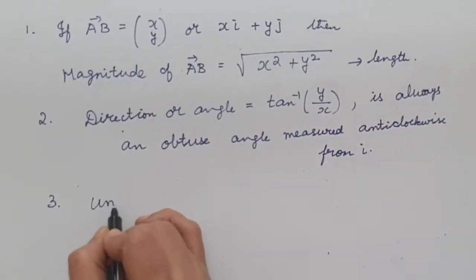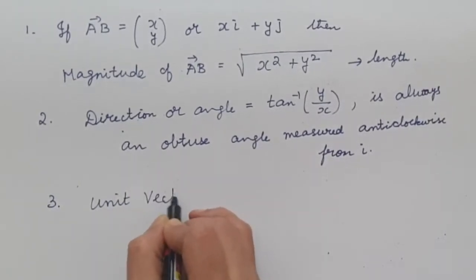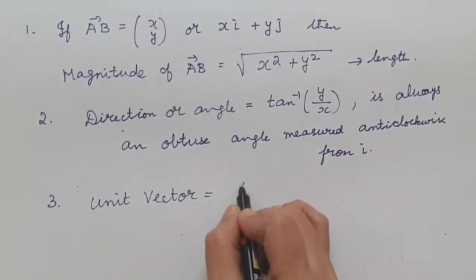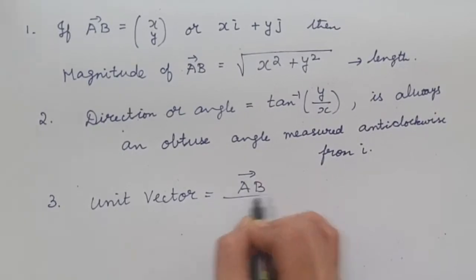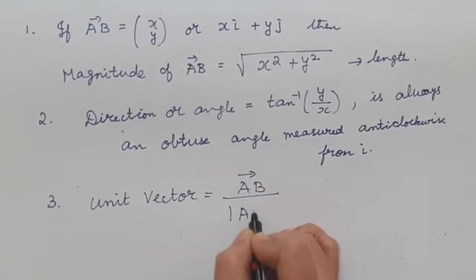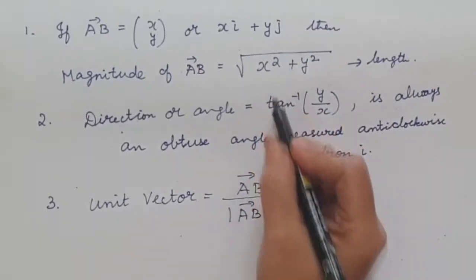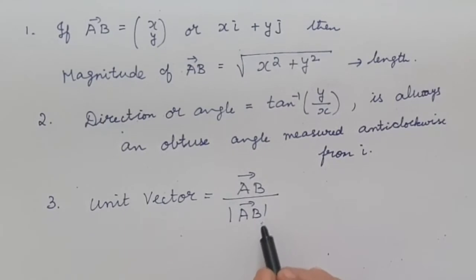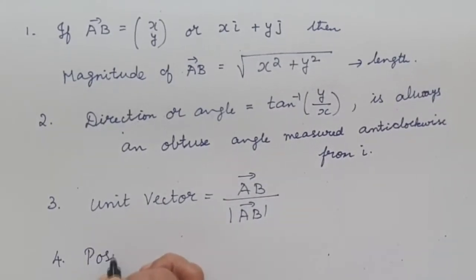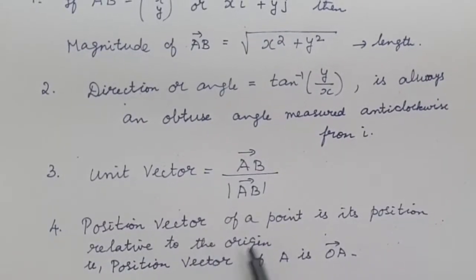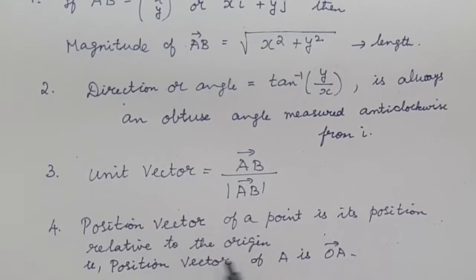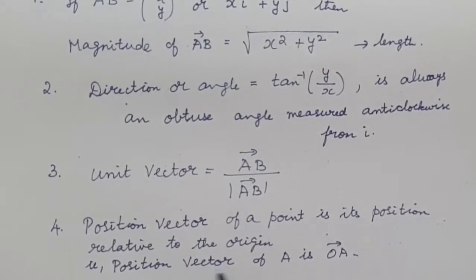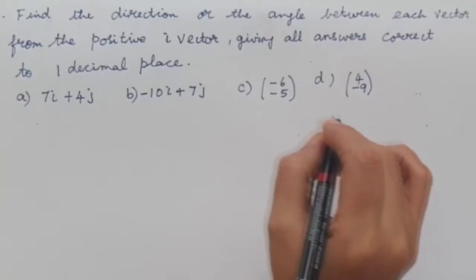Then the next thing is the unit vector. The unit vector will be equal to vector AB divided by the magnitude of AB, that is, the square root of x squared plus y squared. Then position vector. The position vector of a point is its position relative to the origin. The position vector of A is OA.